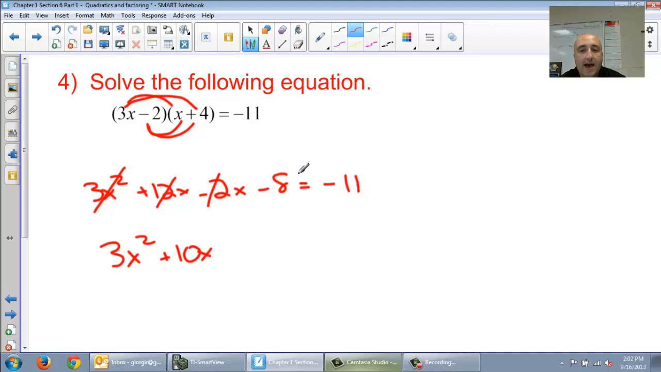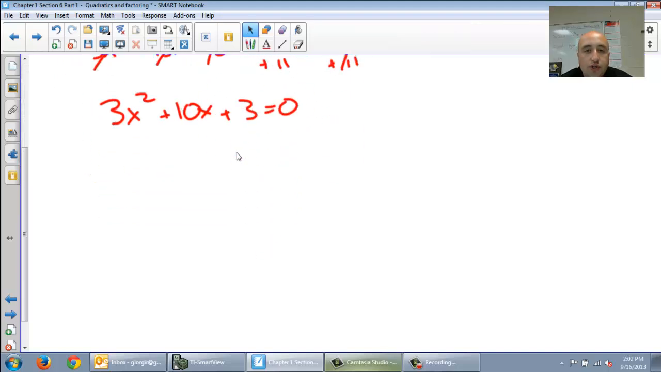But I would need to add 11 to both sides. Add 11. What do I get? I get negative 8 plus 11, which is 3. And now we are equal to 0. So once you are equal to 0, you are good to go. You can now factor. So let's change this here. Let's factor.